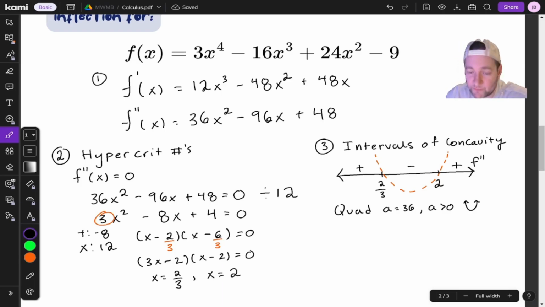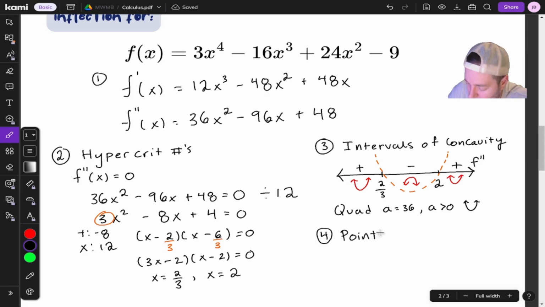So wherever it's plus, it's going to be concave up. So I'm actually going to draw that in. This graph right here is concave up. Then it's concave down because the second derivative is negative, and then it's concave up. So what that means is we have two points of inflection. So that's our next step. Step number 4, our points of inflection.